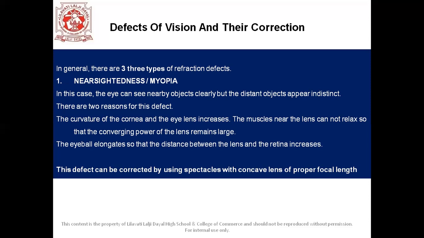Okay, so students, basically the minimum distance for the normal eye at which an object is clearly visible without stress on the eyes is called the minimum distance of distinct vision. Basically it is 25 centimeters for a normal eye. So this is what we need to remember.